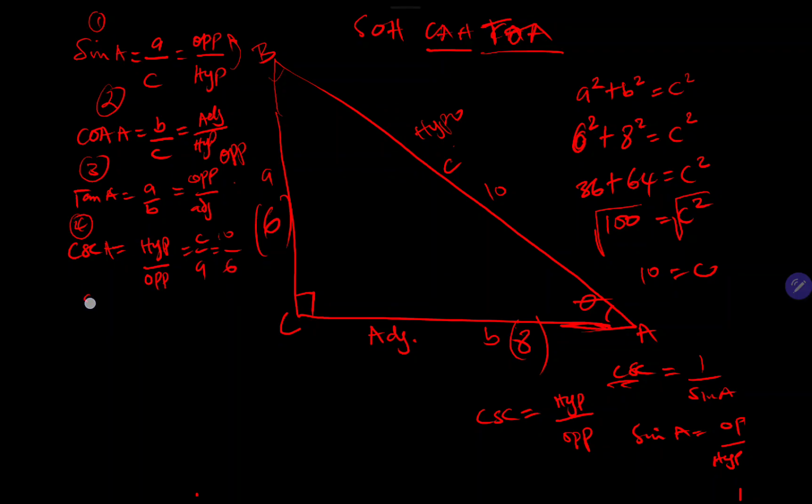Okay, that's for cosecant. Then the fifth function is called the secant, which is the inverse of cos. So the secant is written as secant A, which will be equal to the inverse of cos. So you just take the reciprocal, and cos A is equal to adjacent over hypotenuse. So secant A will now be equal to hypotenuse over adjacent, which is the same thing as the hypotenuse here is C over the adjacent side, which is B.